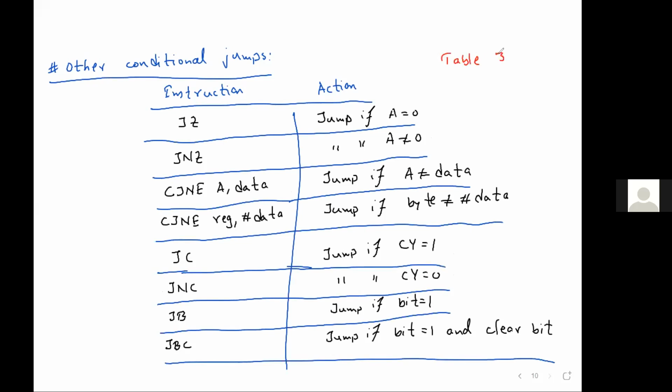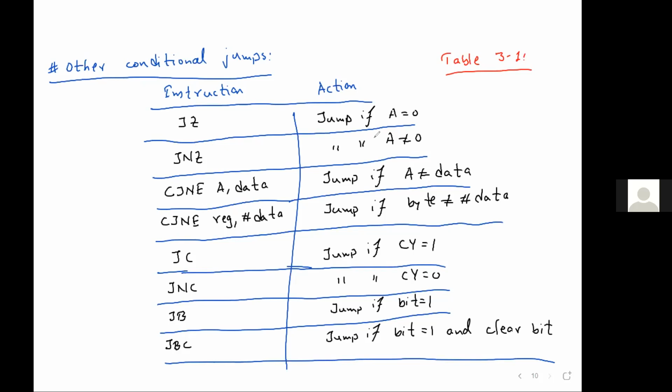This is your table 3.1 of the book. All right, so these are your other conditional jumps. Very simple: if you just write JZ, it will check the accumulator. That is jump if accumulator is 0. JNZ, jump if not 0, is the opposite of JZ.